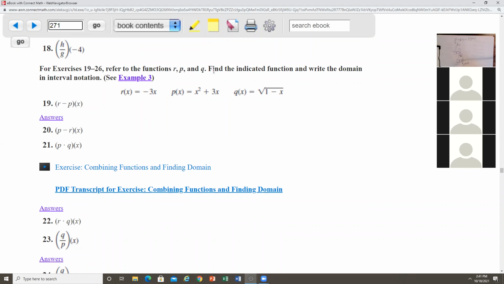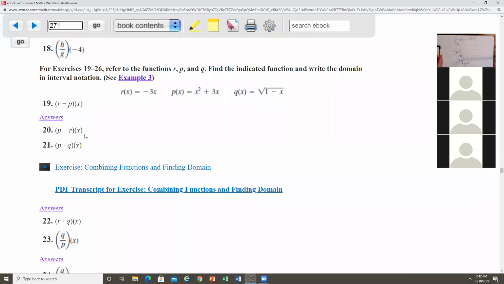It says refer to the functions R, P, and Q, find the indicated function and write the domain in interval notation. So R of X is this linear function, negative 3x. P of X is this quadratic function, x squared plus 3x. Q of X is this radical or square root function, the square root of 1 minus x. And using these functions, they want us to form new functions. In problem number 20, they want us to form this difference function called P minus R of X.